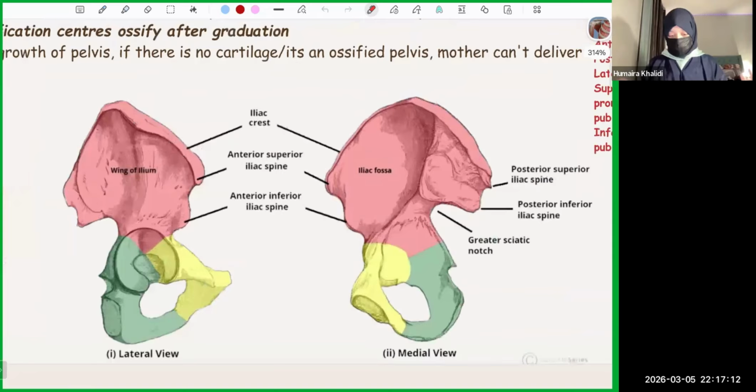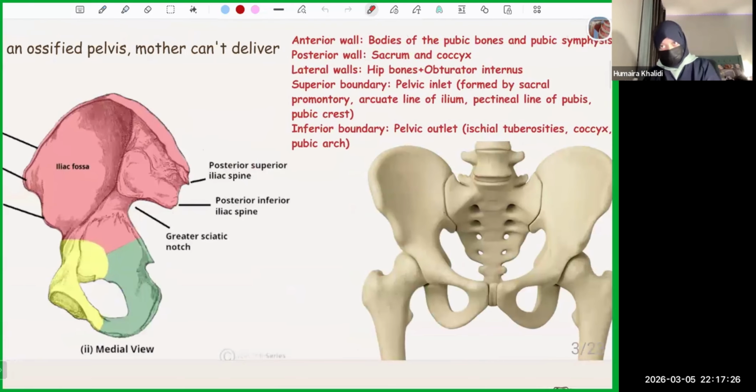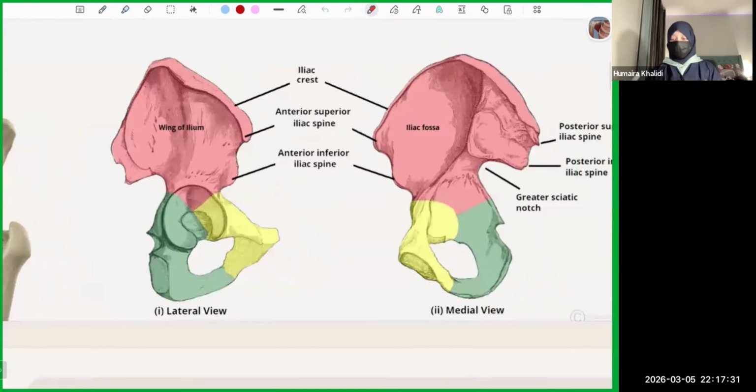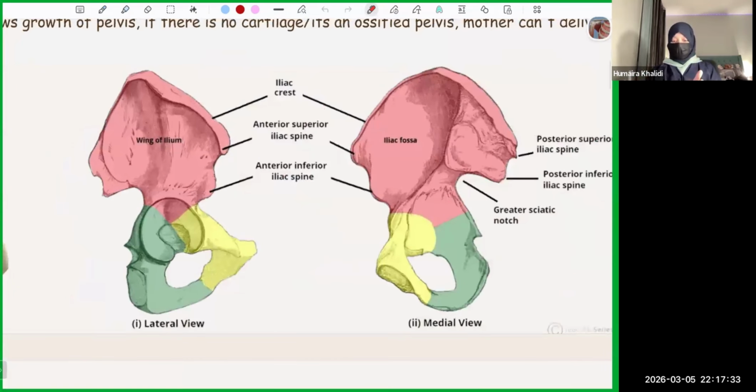I want you to focus on this picture. First of all, these are the pelvic bones. This is the anterior view of the pelvic bone, and this is the posterior view of the pelvic bone. How do I know which part is anterior or posterior? It's very important for you to know what plane you're in right now. So let's see what plane we're in.